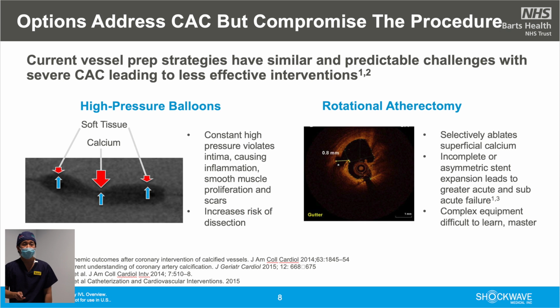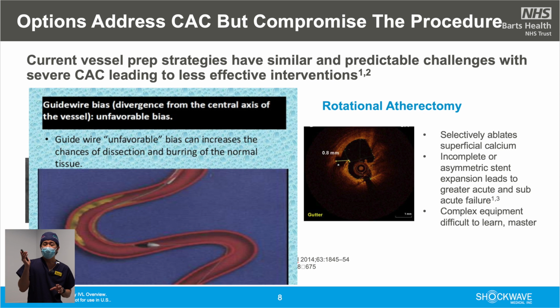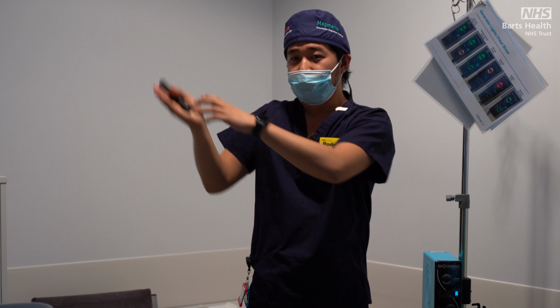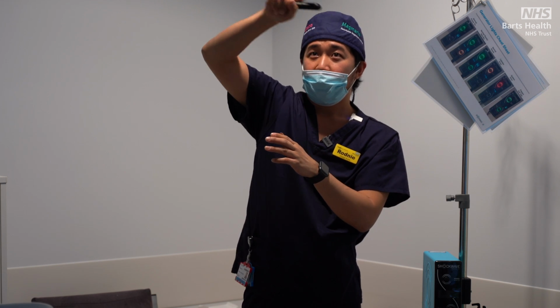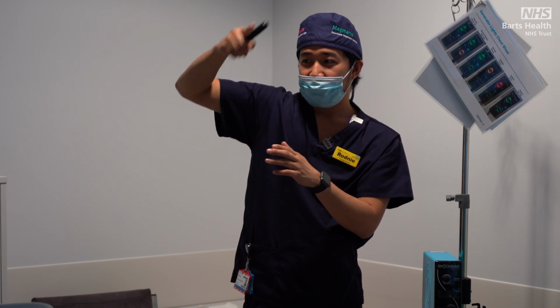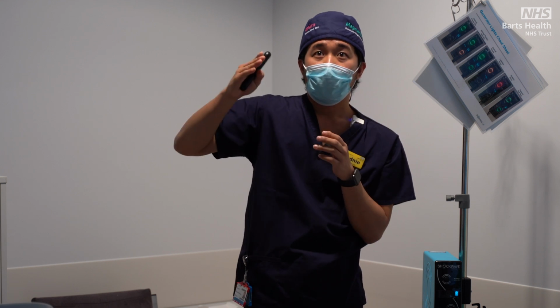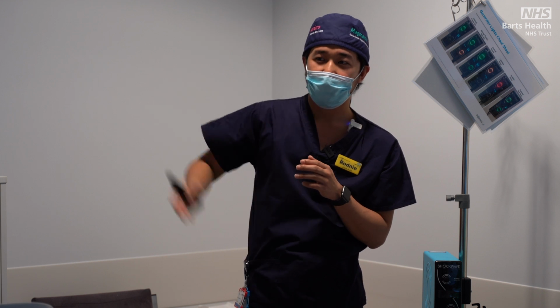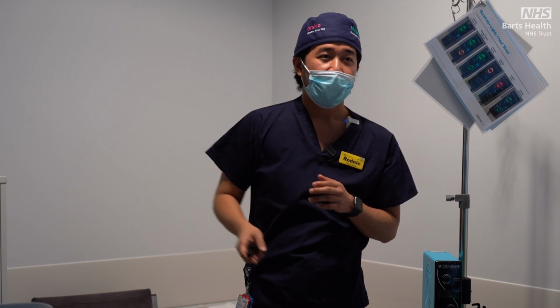And the other one, rotablation, uses a wire to guide the burr. As you can imagine, all of these severely calcified arteries are so bendy as well. So for example, this is the normal route. The wire tends to go to this side instead of this side. So when you insert the burr, it just ablates this side. That's the problem with rotablation.